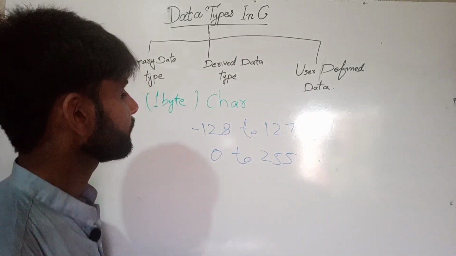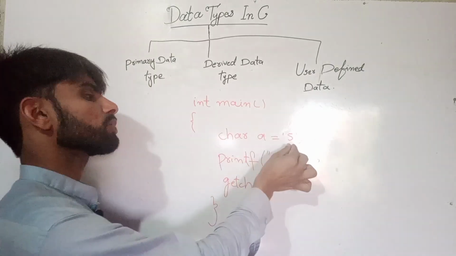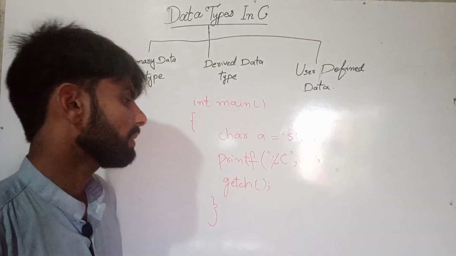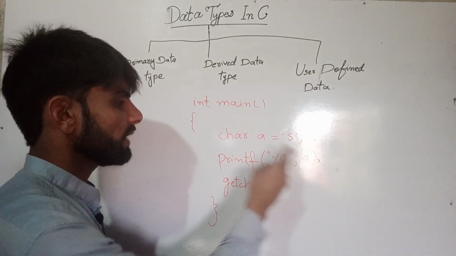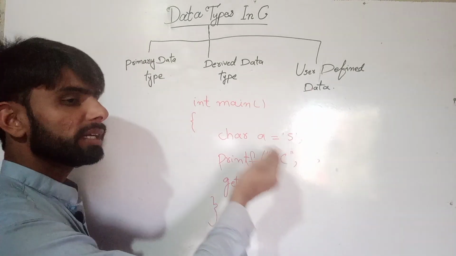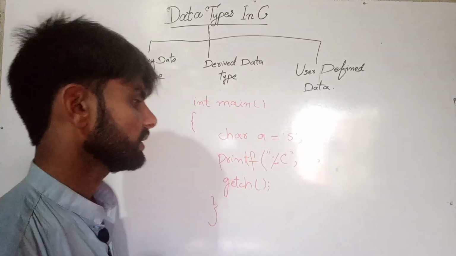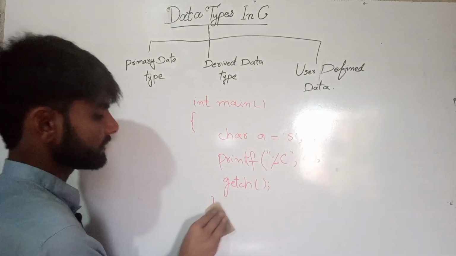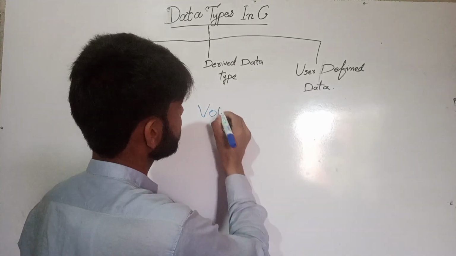So let's understand how we declare the char data type. If we want to store a character, then we have to put it in single quotation marks, right? And in printf, %c is the format specifier, used to print the value on the screen. So this is the pattern of the char data type.